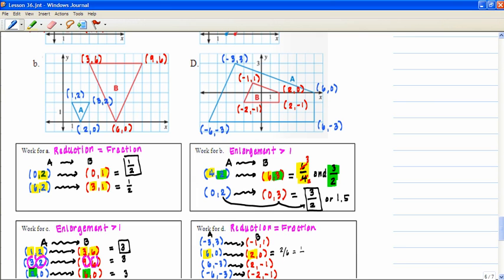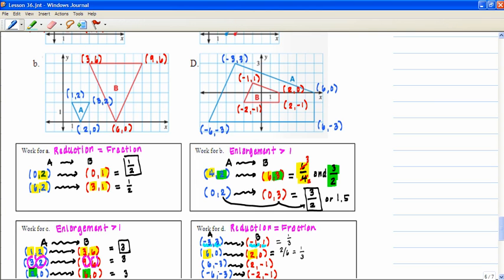Okay, so let's go look at some of these other ones. So on top here, I am going from this -3 to -1, and from 3 to 1. So again, it looks like I have a reduction of 1/3. By the way, we don't ever want to use negative numbers when we're talking about reductions or enlargements. That doesn't make very much sense because we're only talking about something getting bigger and something getting smaller. So we're talking about distance.